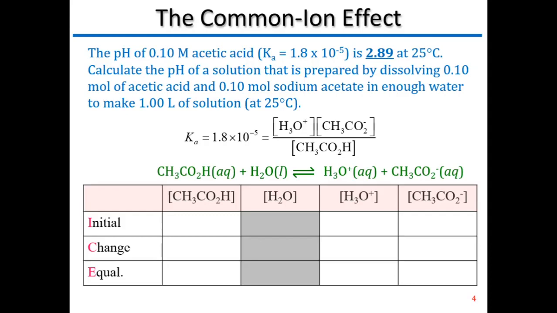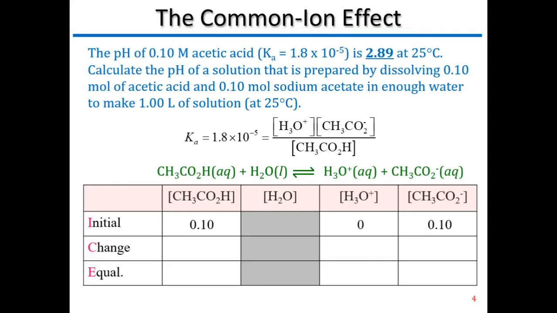So let's start just by filling out our ice table. Set it up just as you normally would, writing in your reactants and your products. Again, we can ignore water since it's a pure liquid. Let's fill in like we would. We know we're starting from 0.10 molar acetic acid, and we're also starting from 0.10 molar of the acetate ion.